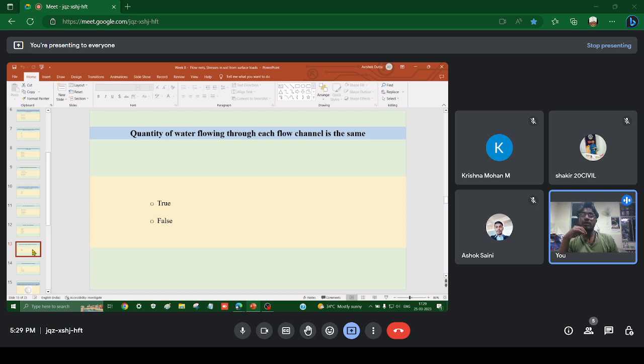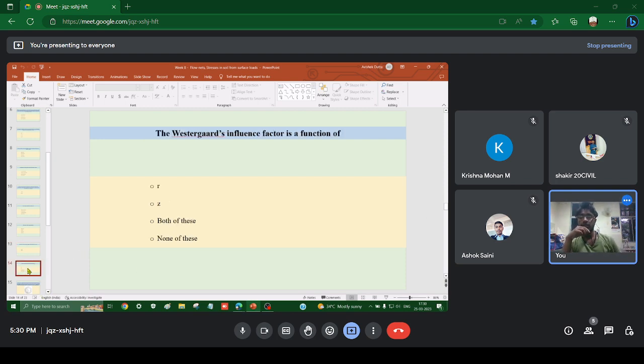Again, a true or false. Quantity of water flowing through each flow channel is the same. True or false? Quantity of water flow means discharge. Yes, discharge through each flow channel. Quantity of water, if you divide by time, you get the discharge. So if the quantity is same, the discharge is same. So quantity of water flowing through each flow channel is the same. True or false?